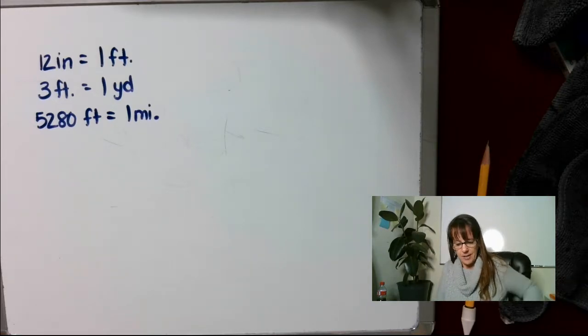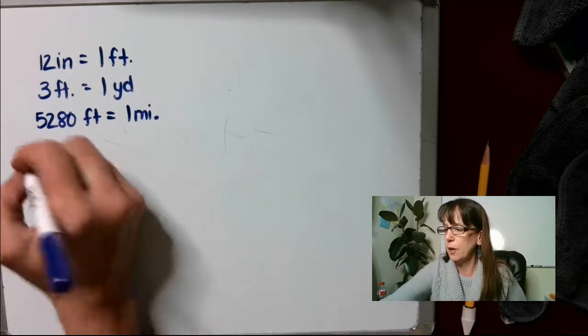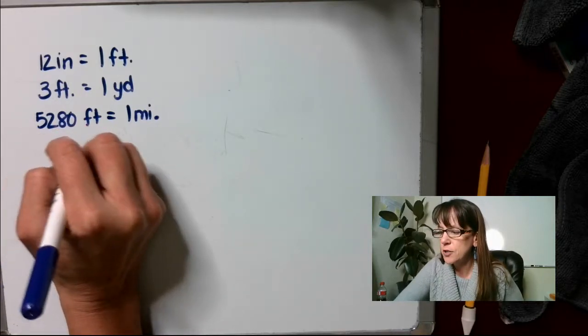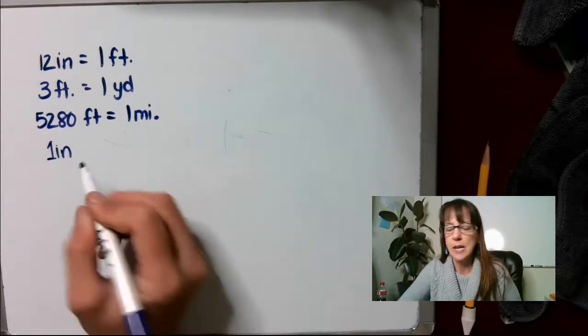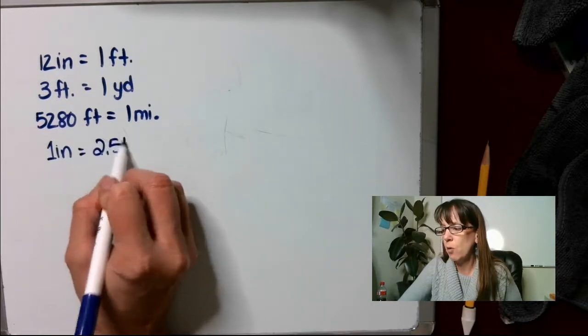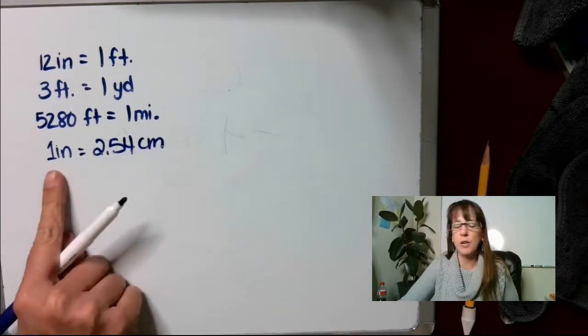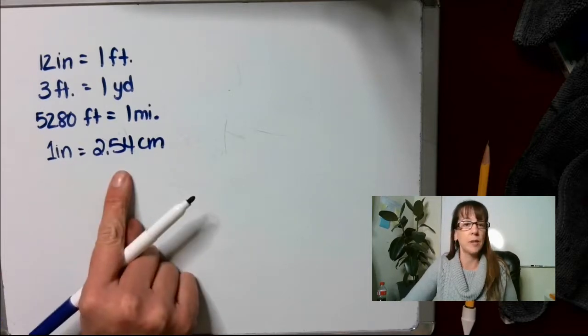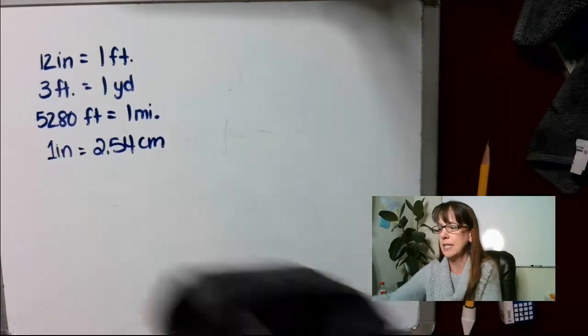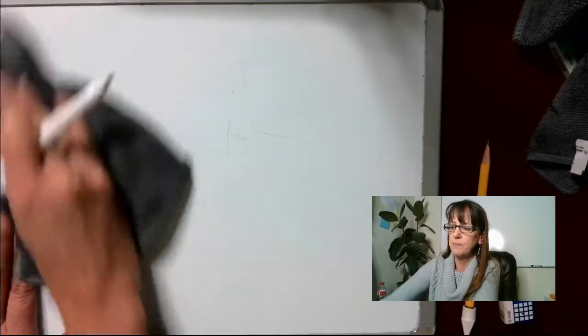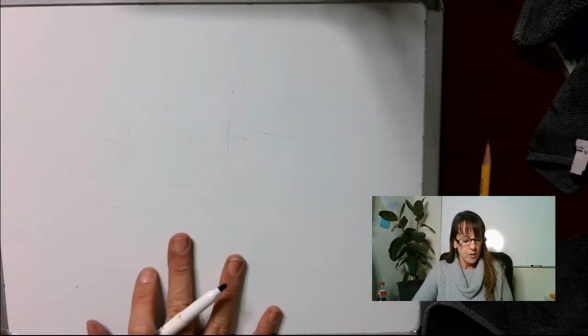All right, so the next one that we're going to do, I forgot one. 1 inch equals 2.54 centimeters. This is when we're converting between American units and metric units, okay? We want to get it down to inches and then we'll convert it into centimeters or vice versa. So with that said, this is why unit multipliers are important.